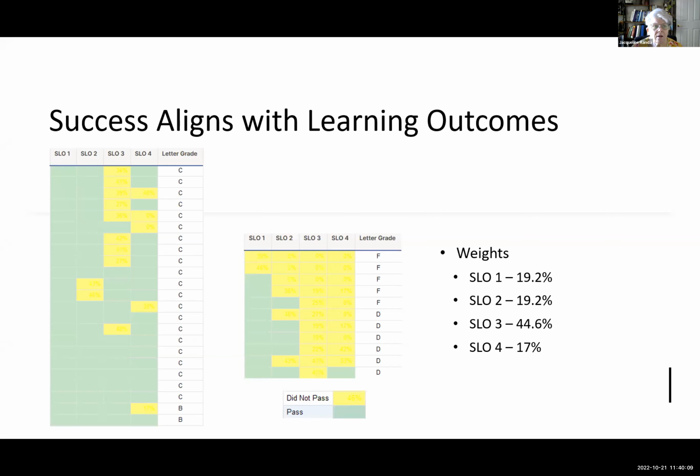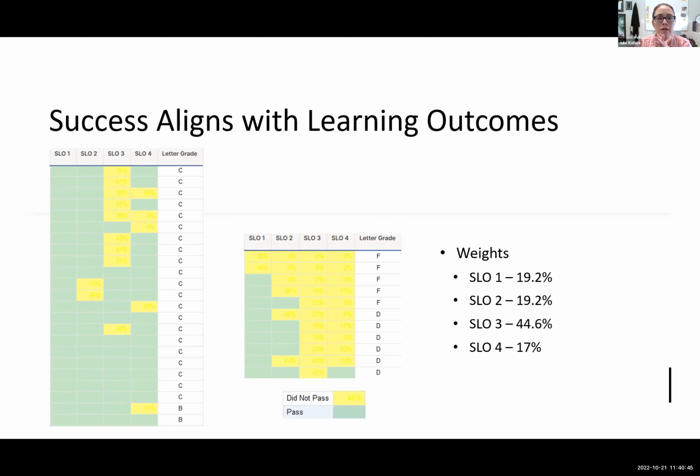It does. So you have two people there at the top who failed both SLO3 and failed SLO4. So I think what you're saying is, even though they failed, if I take the 44.6 plus the 17%, they failed in 61% of the content and yet maintained a C. So that would make me question my grading system.